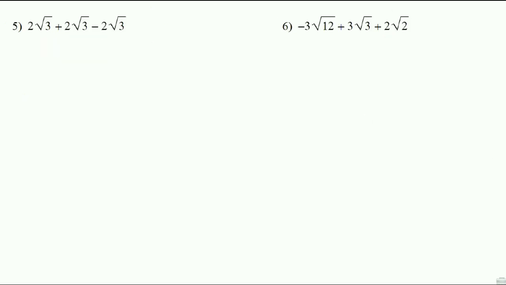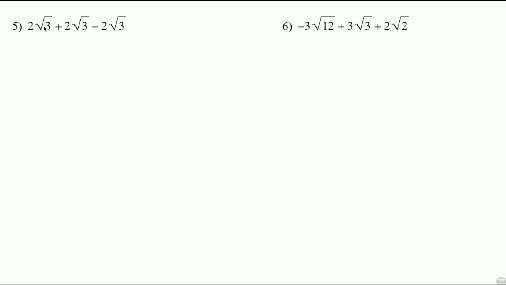So that's simplifying. Now we're going to look at adding and subtracting with radicals. Remember, in order to add or subtract, you have to have like radicals, which means the index has to be the same, and what's inside the radical has to be the same. If we have that, we can almost think of these as like terms.